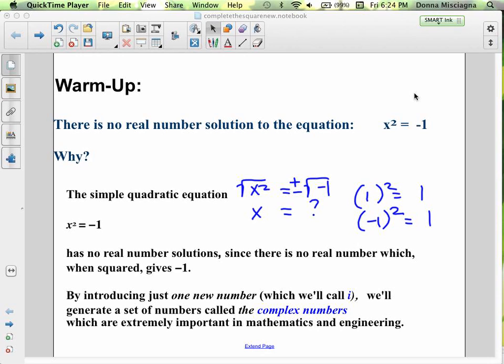By introducing just one new number, which we'll call i, we'll generate a set of numbers called the complex numbers, which are extremely important in mathematics and engineering. Let's learn more about these complex numbers.